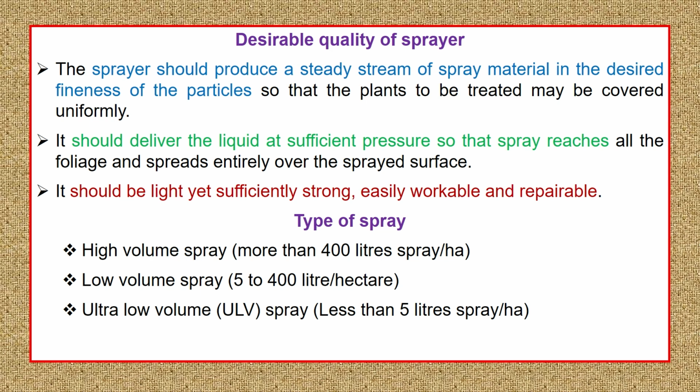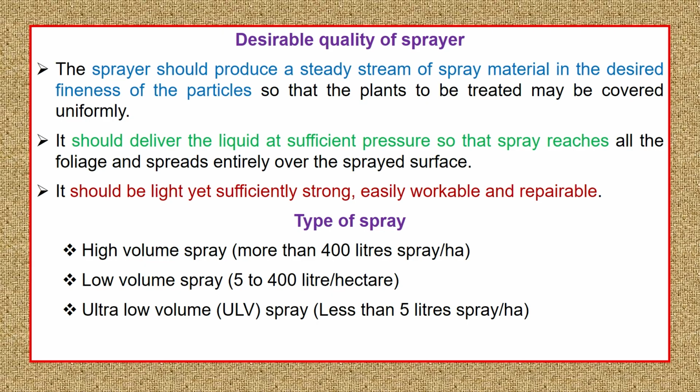As far as the type of spray is concerned, sprays are classified into three classes on the basis of the quantity of spray applied per unit area. High volume sprays are those where the application of chemical is more than 400 liters per hectare, whereas low volume spray ranges from 5 liters to 400 liters per hectare. And ultra low volume spray is where the quantity of spray is less than 5 liters per hectare.